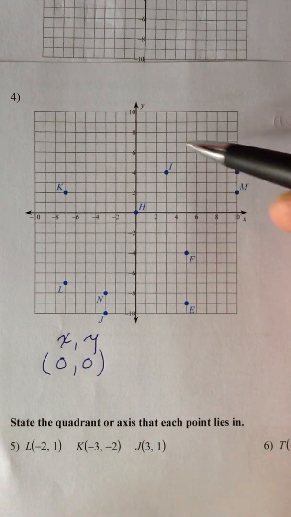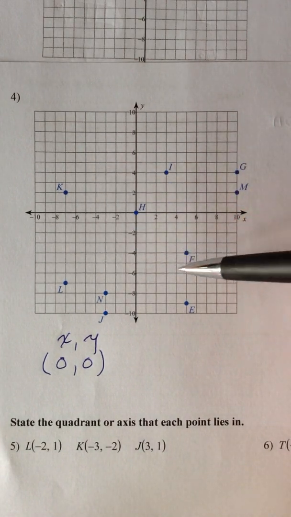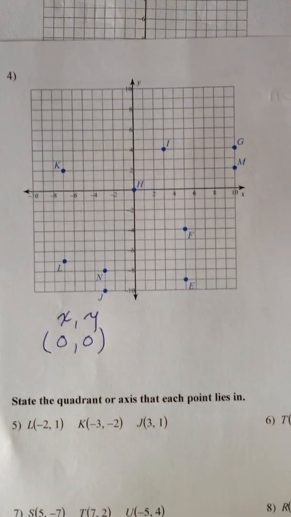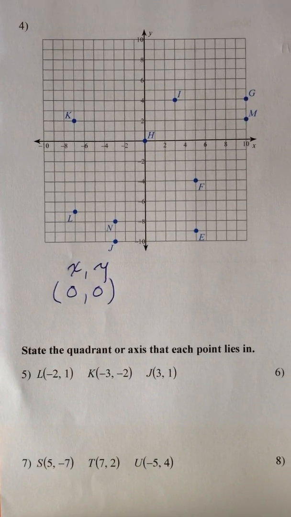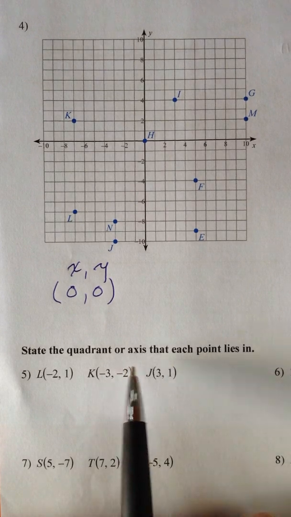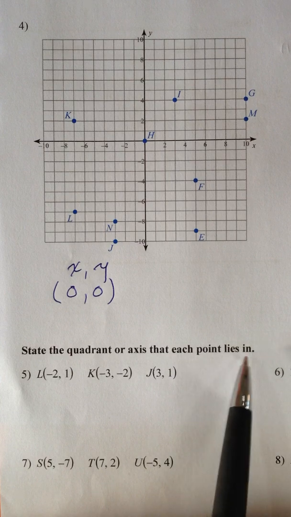Remember, these are quadrant 1, quadrant 2, quadrant 3, quadrant 4. So that's what number 5, 6, 7, and 8 are asking. It gives you the points and then asks you what quadrant they are in. State the quadrant or axis that each point lies in.